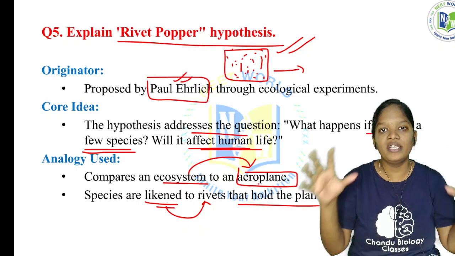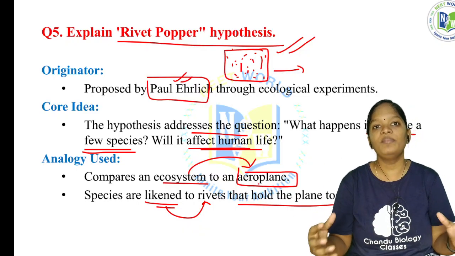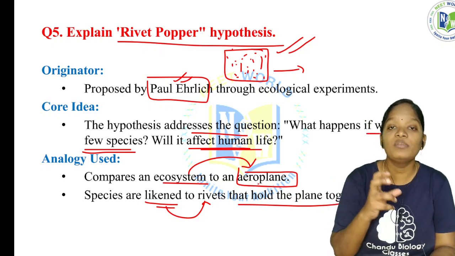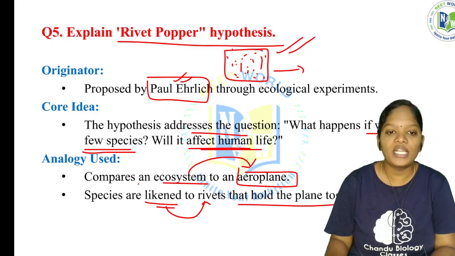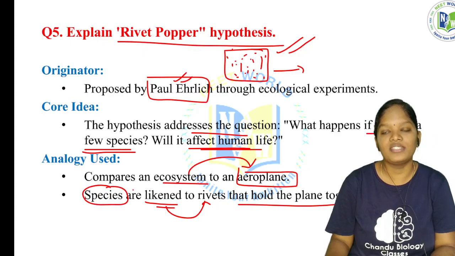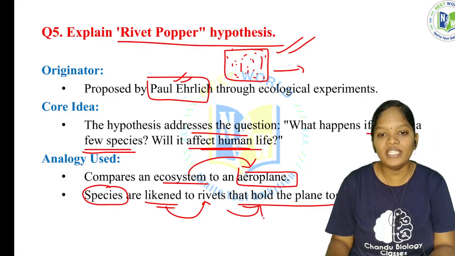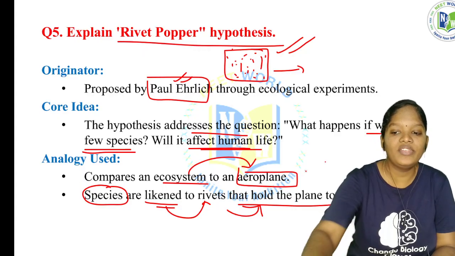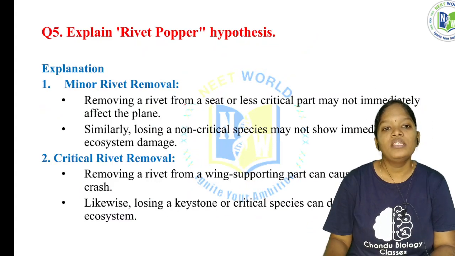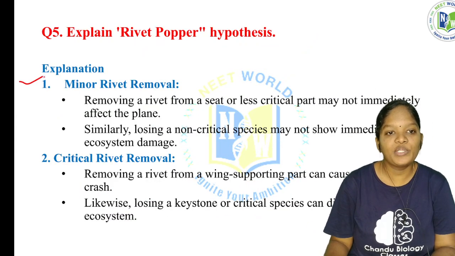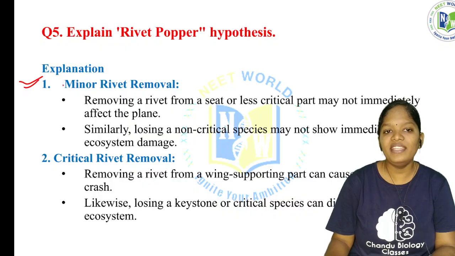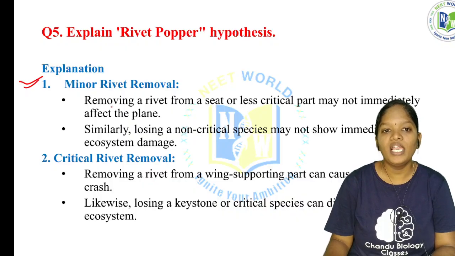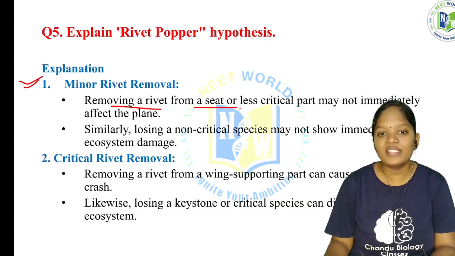The aeroplane is bigger, so that is considered as the ecosystem. The passengers present inside are the rivets. So the rivet is considered as a species that is holding the plane together. Let's see what exactly it is. Minor rivet removal. Removing a rivet from a seat or a less critical part may not immediately affect the plane.